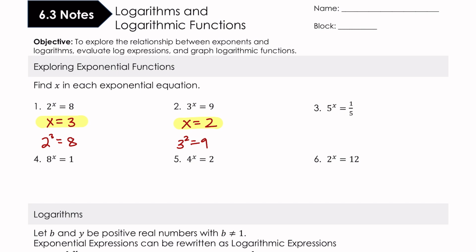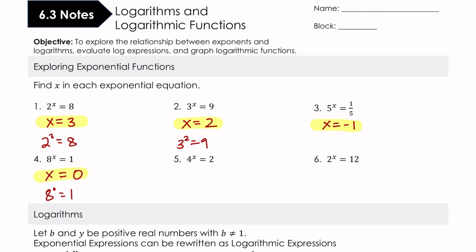Coming to number three, we have 5 to what power equals 1/5. Well, we know that if we raise 5 to the negative first power, that's going to do a flip, right? Instead of the 5 being up top, it's going to go down to the denominator. So x has to be -1 there. What about number four? 8 to what power equals 1? Well, 8 to the 0 power, because anything to the 0 power equals 1.